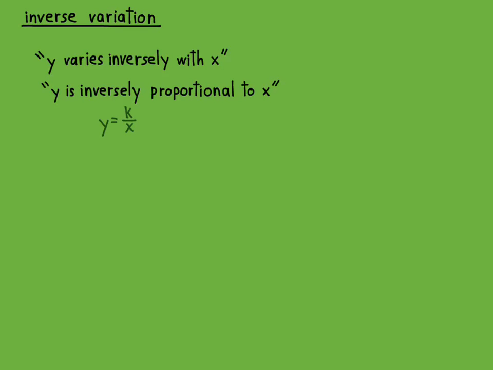So instead of multiplying by x, as you would if it said y is proportional to, or y varies with, or y varies directly with, you divide by the x instead. Notice the k is still in the numerator, so the k is always in the numerator. The constant k is still called the constant of proportionality. So this is still a very simple equation. I'm just making a note that k is never in the denominator.